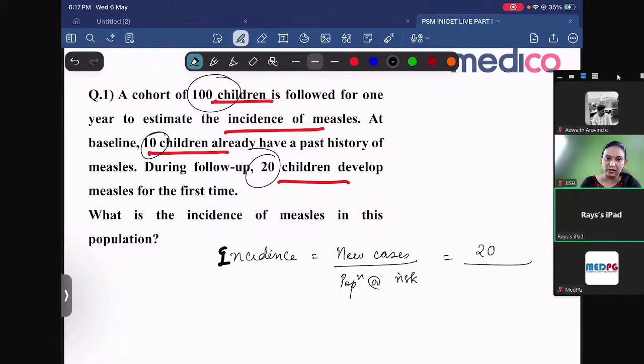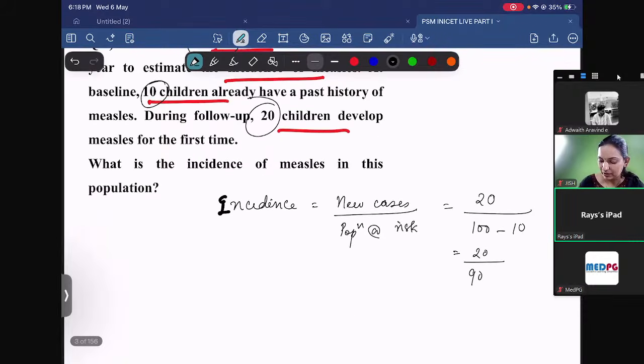Similarly, if in this question they had given, say, the number of children vaccinated for measles, that also has to be subtracted from the denominator. Because when we are calculating incidence, the denominator should have only the people who are at risk. So here, people at risk is 100 minus those who already got the infection. So it will be 20 by 90, which is approximately 22.2%. So this is going to be the incidence of measles in this particular population.